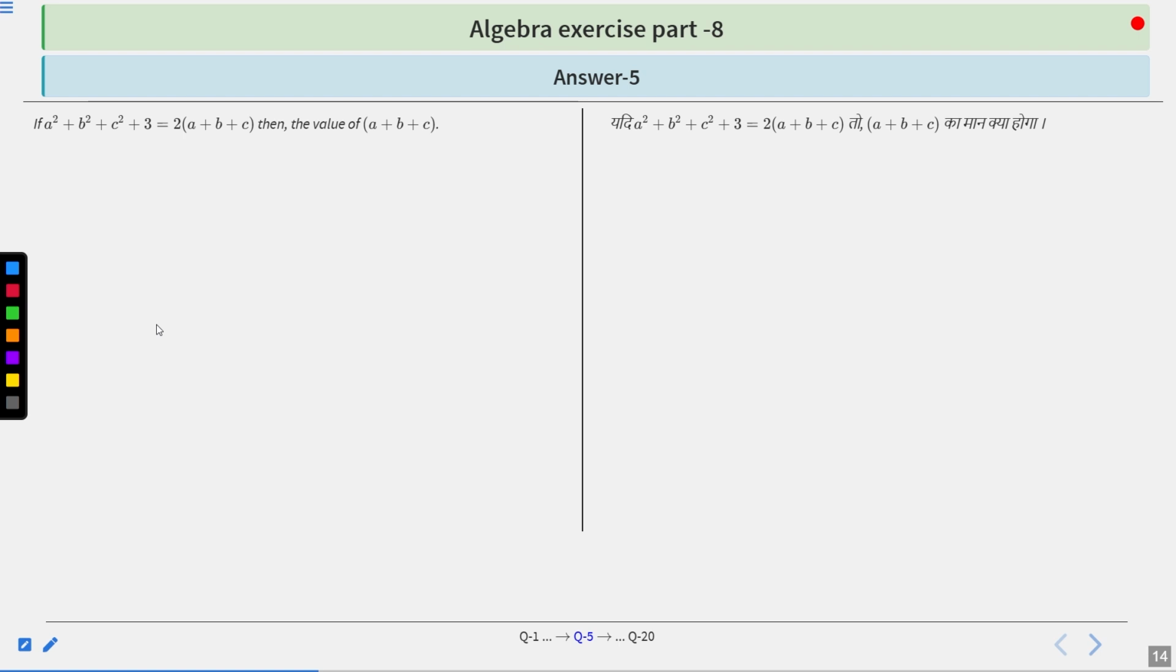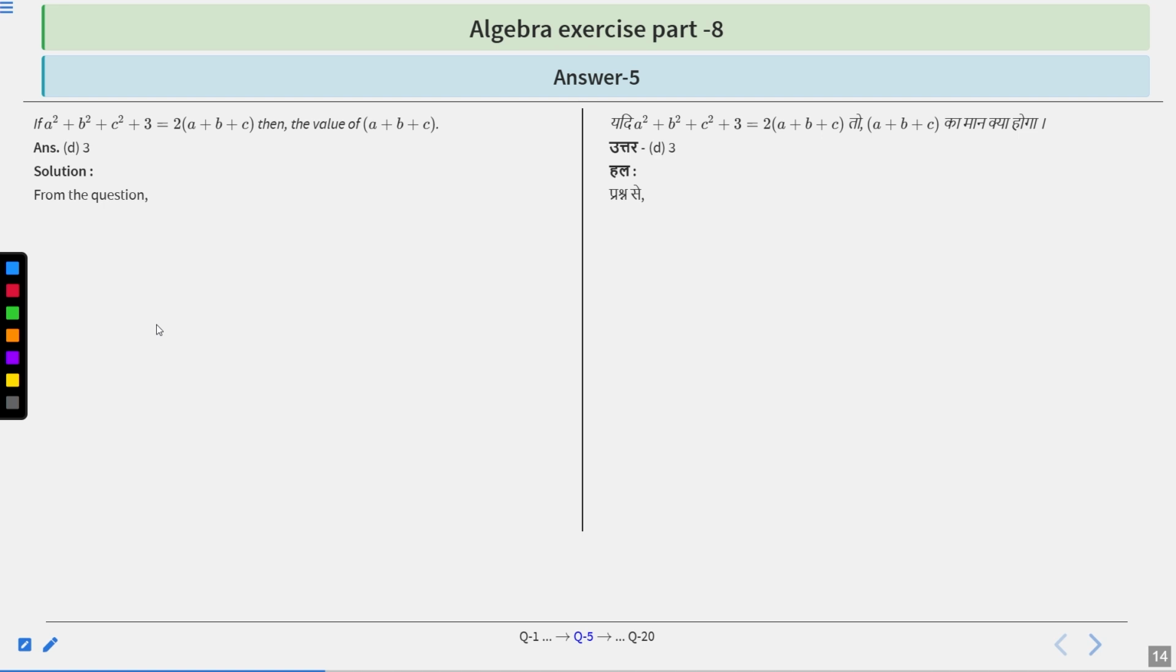Now, we were given that A square plus B square plus C square plus 3 is equal to twice of A plus B plus C. And then we have to find the value of A plus B plus C. Now, the correct answer to this question is option number D, 3. Now, let us have a look at the solution of this question.